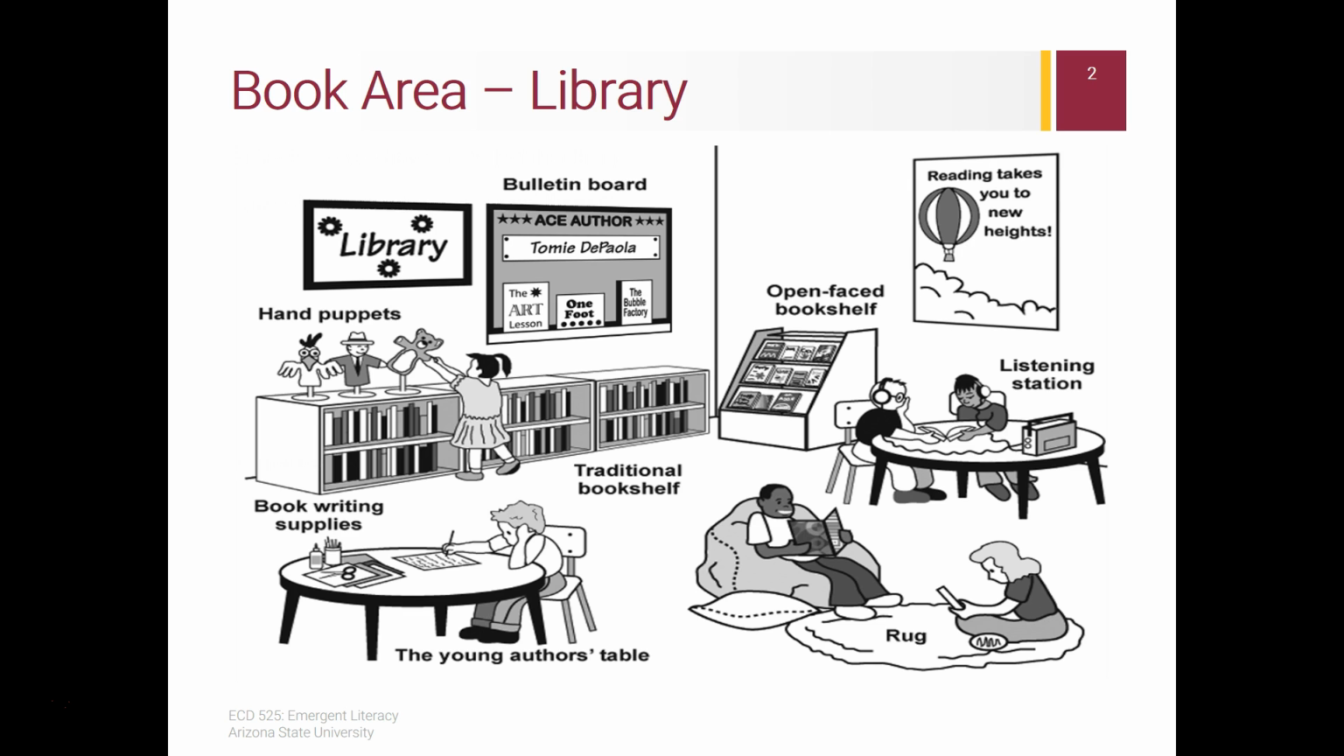Another center that needs to be a have-to is the writing center, where children can go and experiment with different kinds of media, different kinds of writing instruments, different kinds of papers, different colored papers, different materials, so that they can grow in their emergent writing along with their emergent reading.